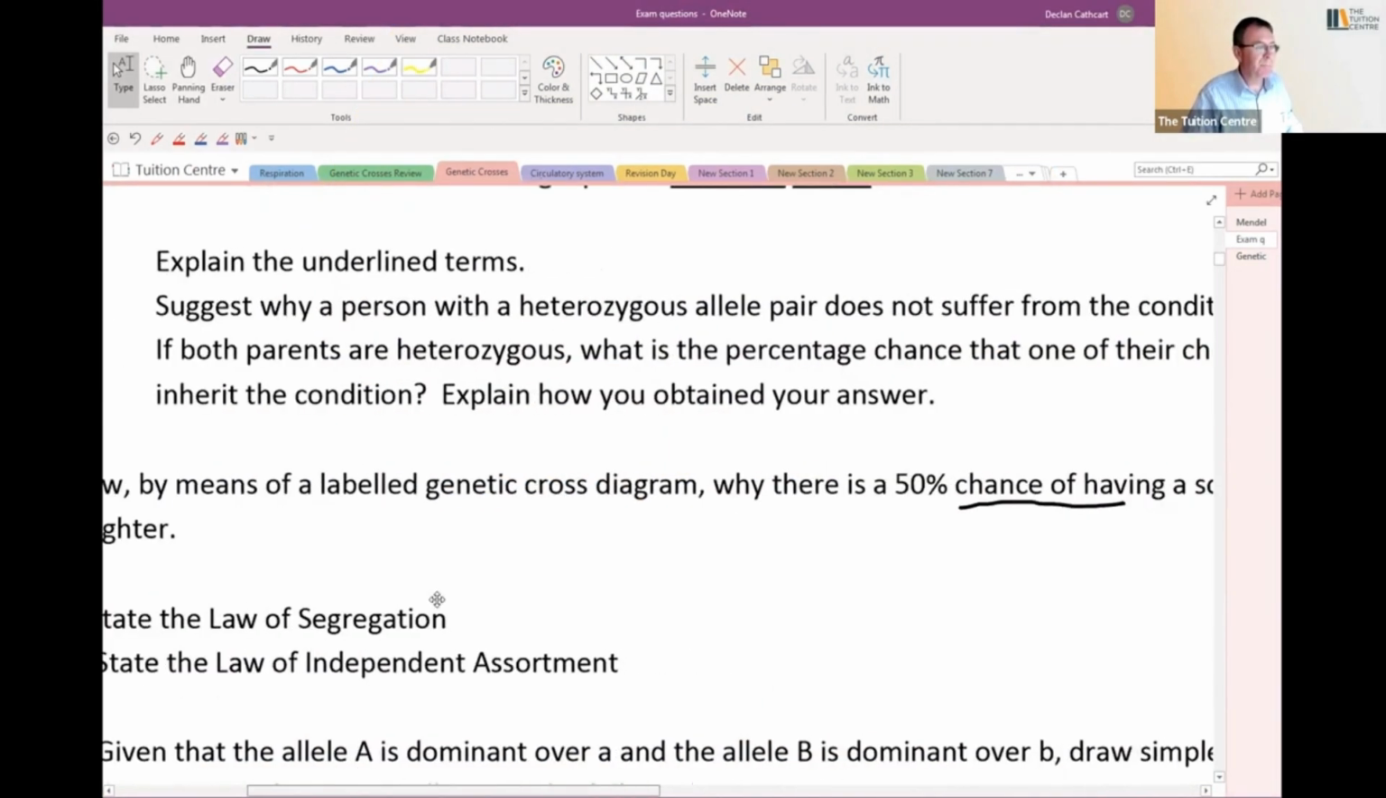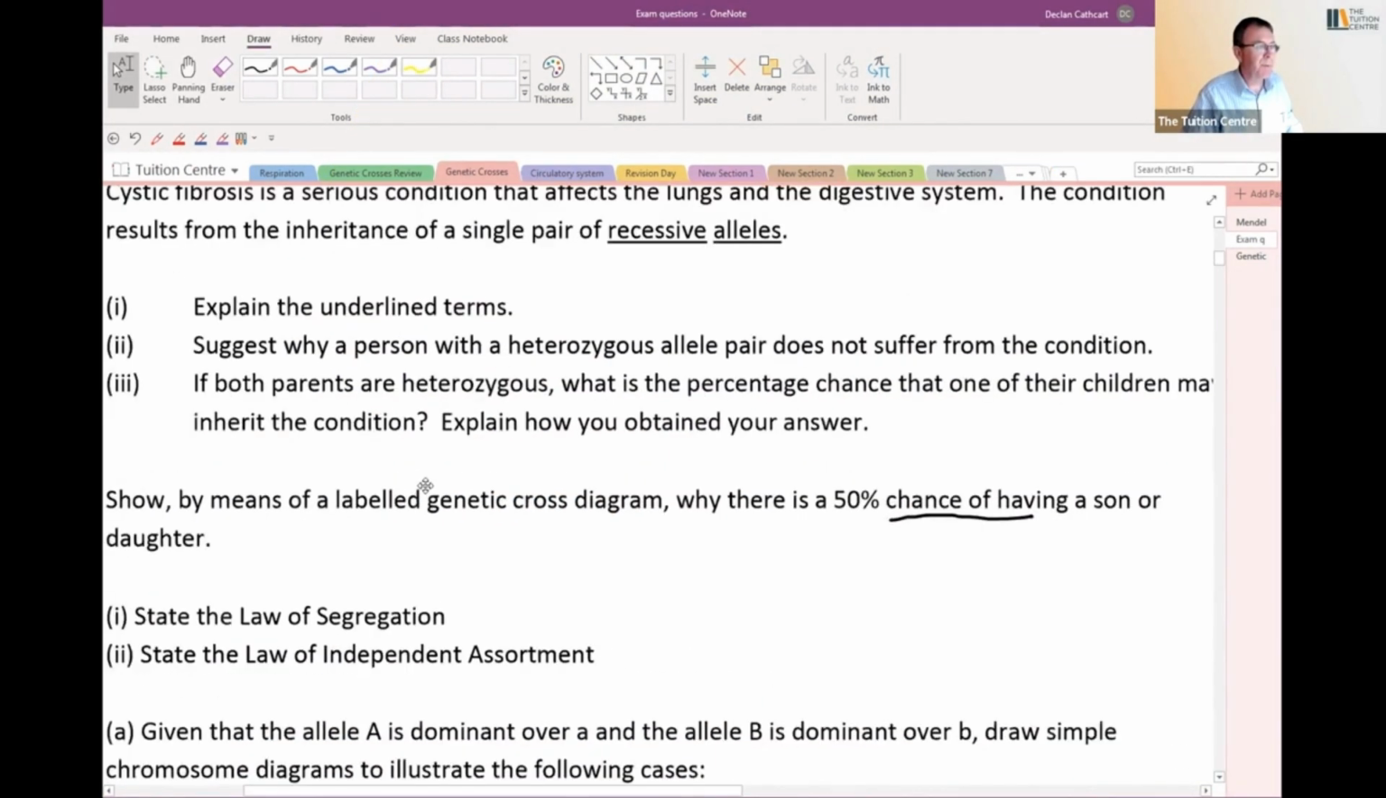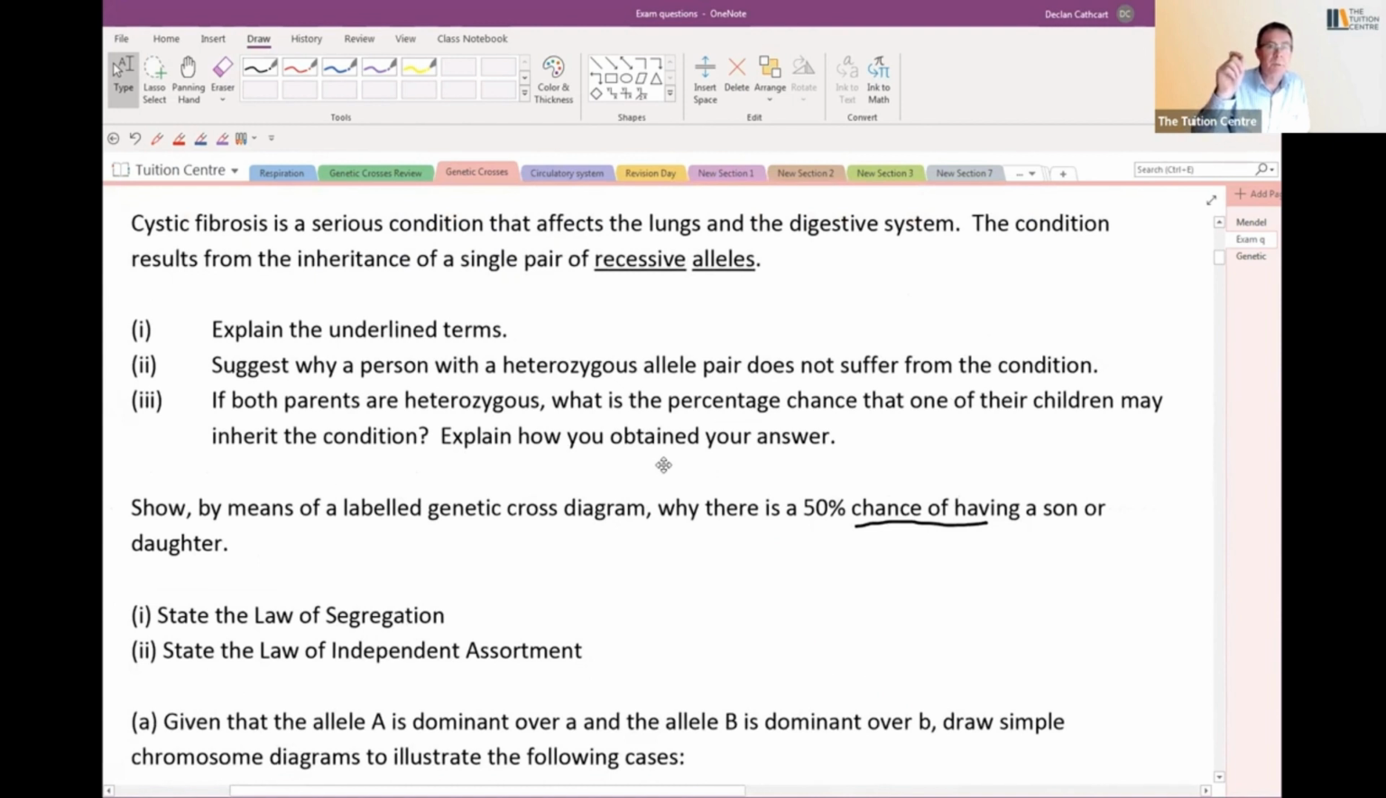It says, if both parents are heterozygous, so big N, small n, what is the percentage chance that one of the children may inherit the condition? And you don't just want to give the answer. This is very like in maths, right? Even more so than in maths, where sometimes you'll get away with just doing it in your head and writing down the answer, and there's no problem.